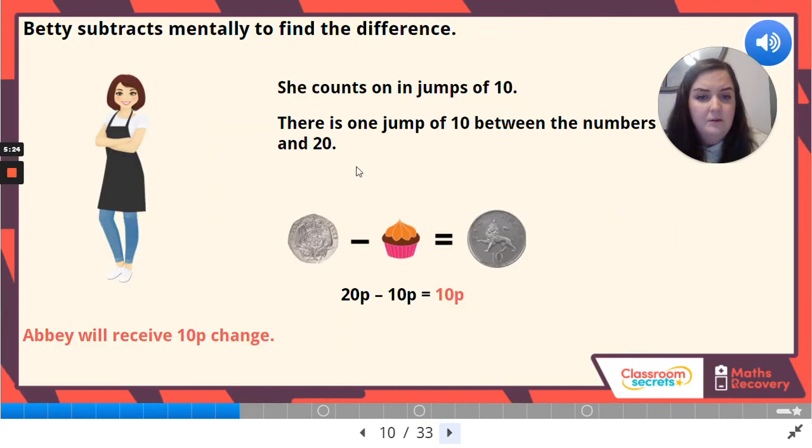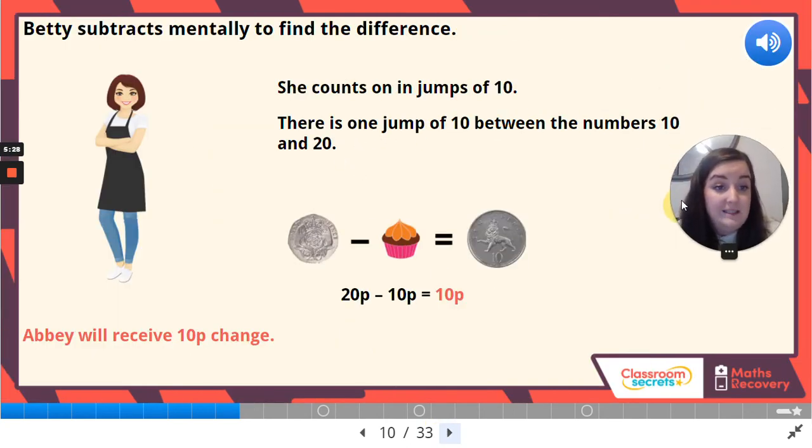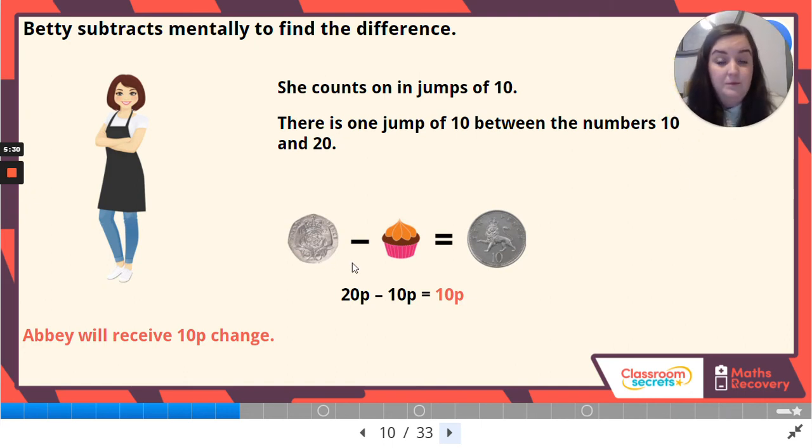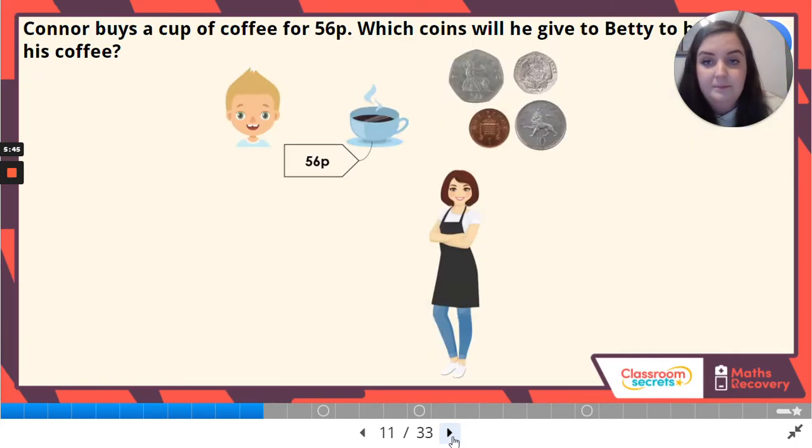So she counts on in jumps of 10. There is one jump of 10 between the numbers 10 and 20. So you've got 20p that we've given her. She's going to take away 10p for the cake. 20 take away 10 is 10p. So Betty will give Abby 10p change.